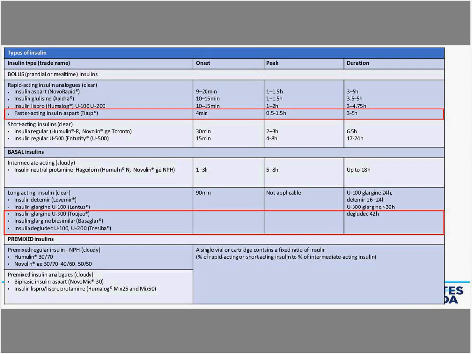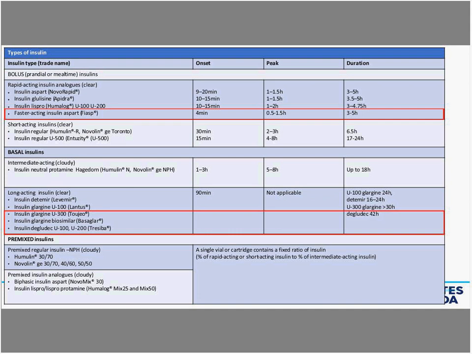The new guidelines, of course, talk about the new insulins that are on the market these days, including the faster-acting insulin aspart or FIASP, which can be particularly helpful in type 1 patients, particularly if they feel the need to take their insulin immediately after eating in order to say accurate matching of insulin to carb intake.